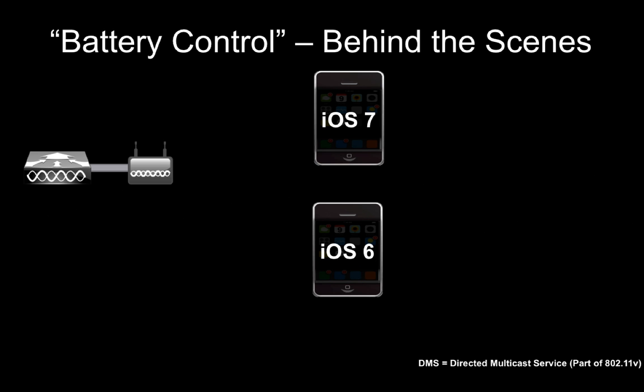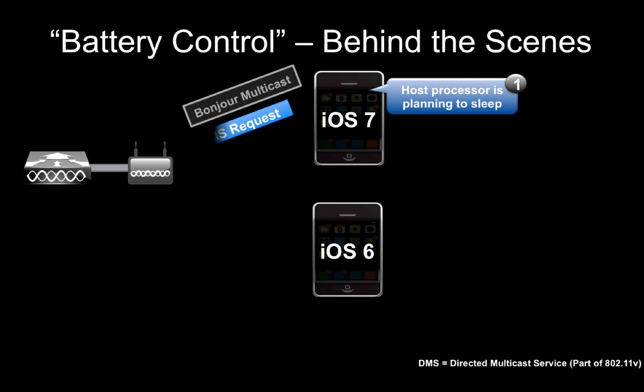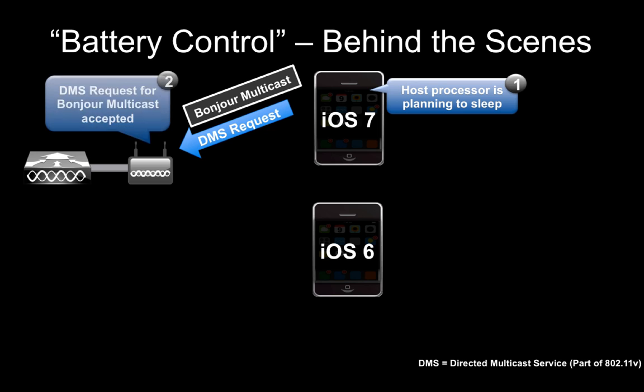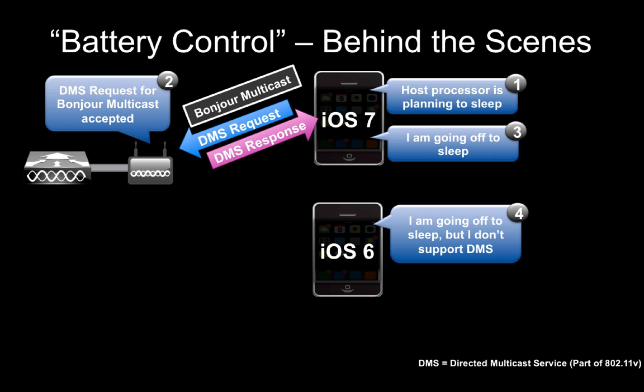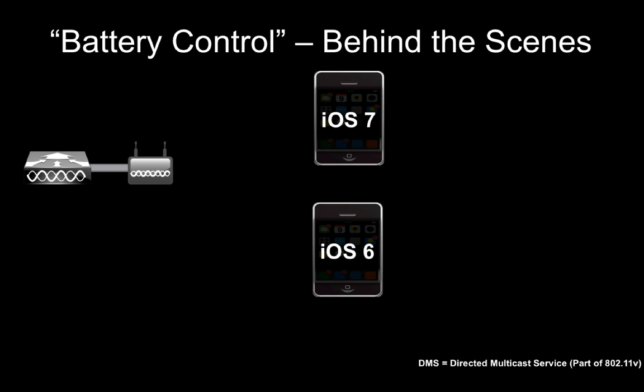An iOS 7 device before going off to sleep will register with Cisco wireless infrastructure using DMS exchange messages, requesting the infrastructure to forward Bonjour multicast frames as unicast. In sharp contrast, no information is exchanged between the infrastructure and an iOS 6 mobile device before it goes off to sleep due to lack of DMS support.